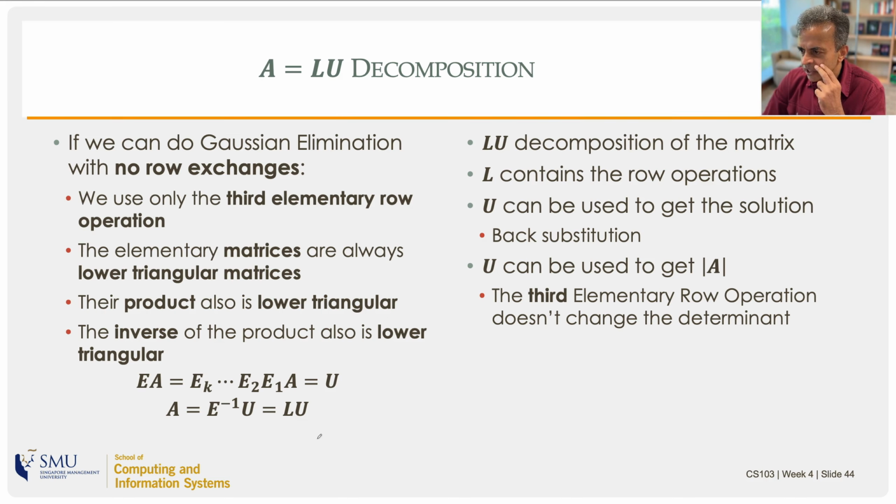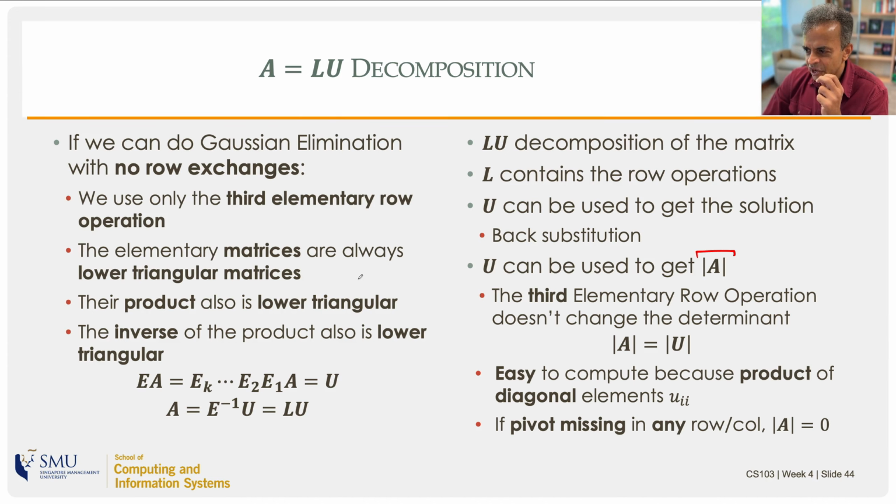U can also be used to get the determinant of A. Since we did not perform any row swaps, this U in LU decomposition will give you the determinant including the right sign. And since it's a triangular matrix, it's very easy to compute the determinant, which is the product of the diagonal elements. And this is the algorithm to compute the determinant in a most computationally efficient fashion.